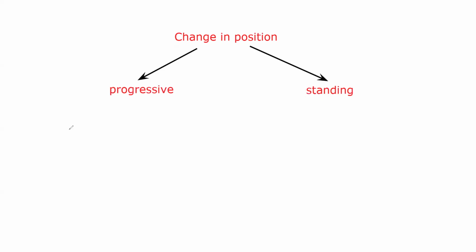A progressive wave actually travels from one place to another. For example, a person at position A shouts and calls a person at position B. What happens is that the wave travels from one place to another. So when the wave changes position from one place to another, we call that a progressive wave.